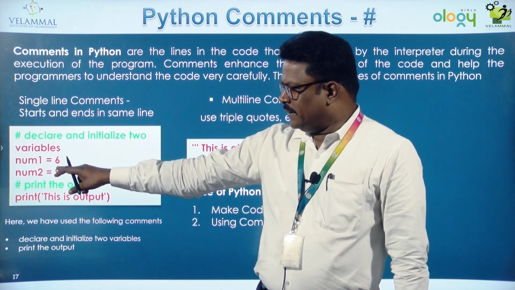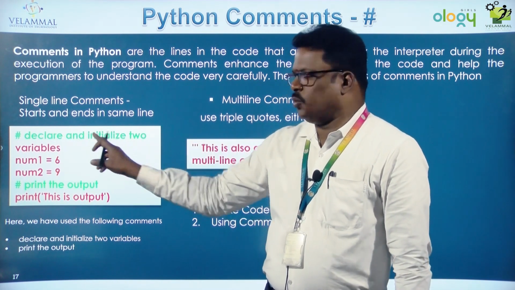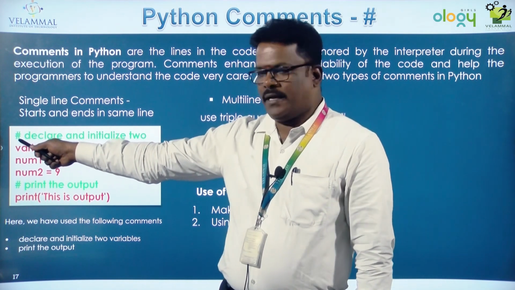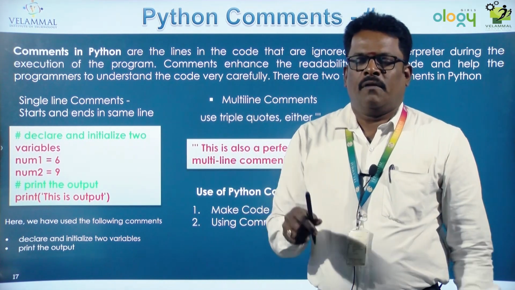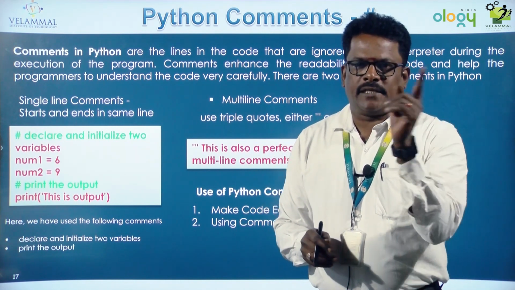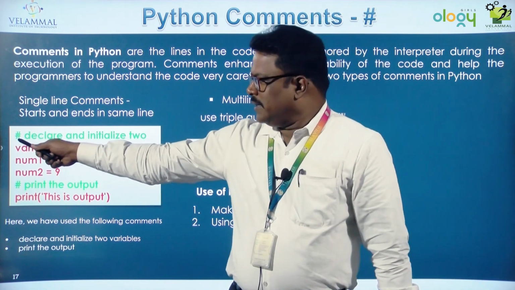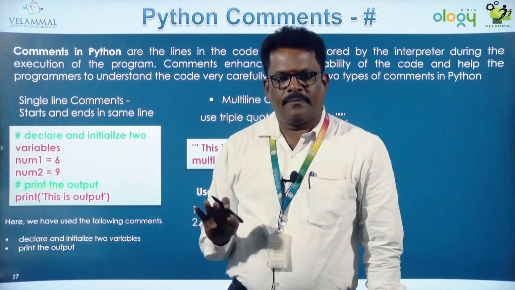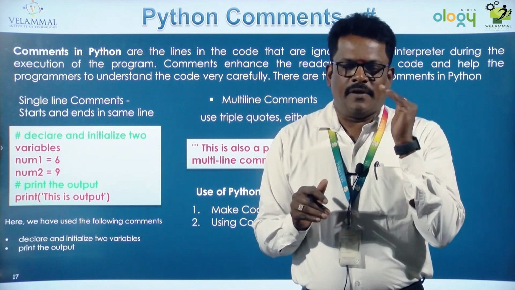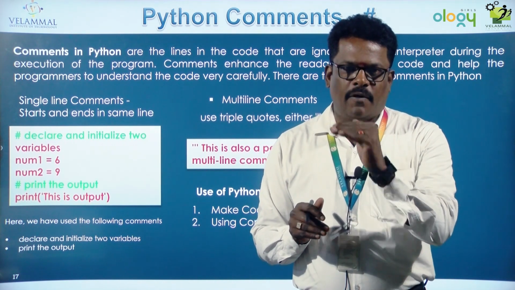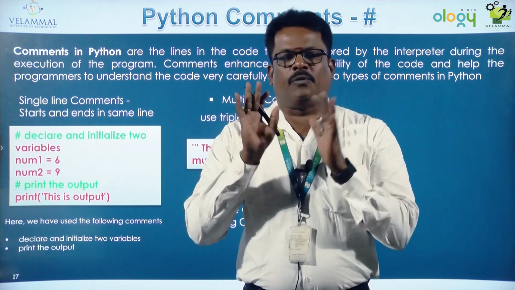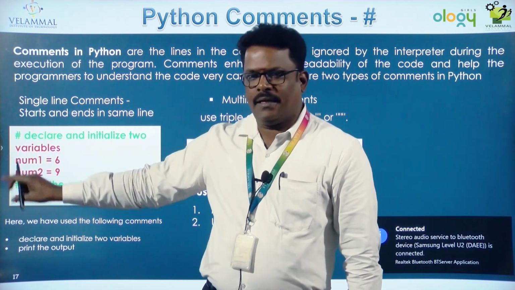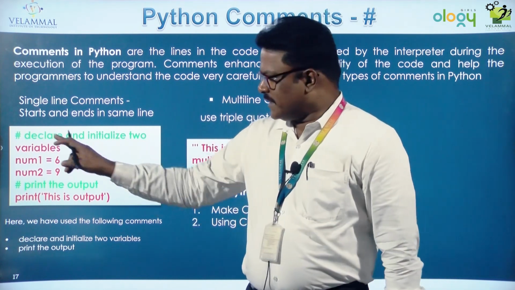Now I need to tell what this is: declare and initialize two variables. For this, I have used a special character called hash. When the Python interpreter executes line by line and sees this hash, it won't take that line. It will skip that line and go to the next line. So we are commenting that particular line. We are making the interpreter avoid that line. It is not an executable statement. So to represent a non-executable statement, we need to give a symbol called hash. A single line comment.